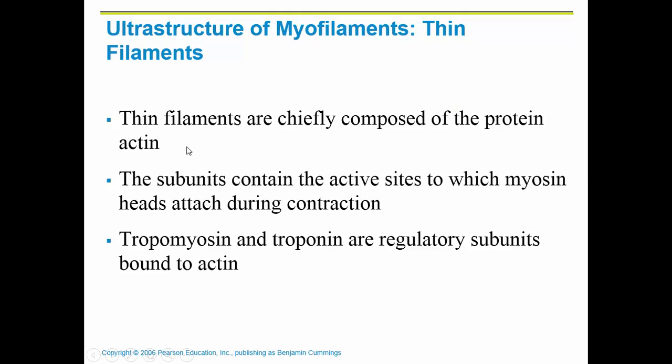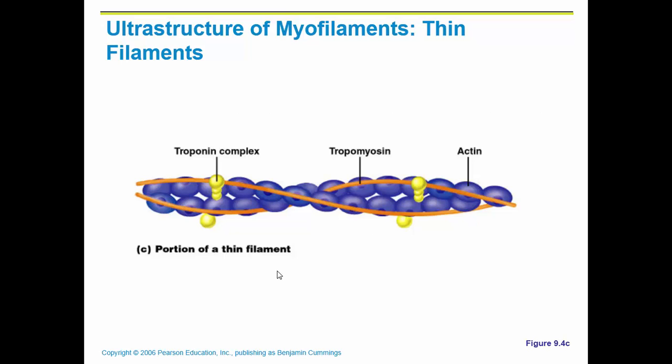The thin filaments are composed of a protein called actin, and actin is going to have this little site on it called an active site, where the myosin is going to attach during the sliding filament theory. And then there are two other proteins that are attached to the actin called tropomyosin and troponin. And once we get into the sliding filament theory, you'll understand what they do for the actual muscle contraction.